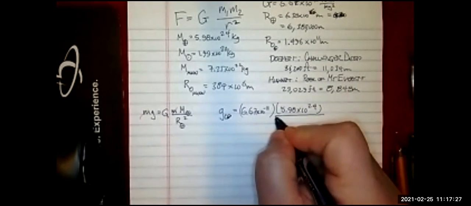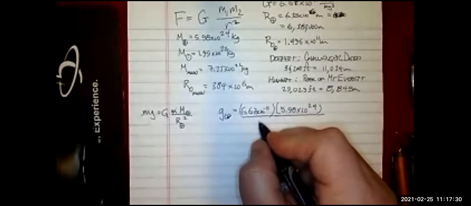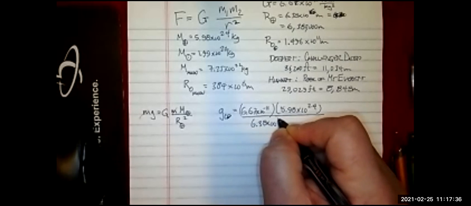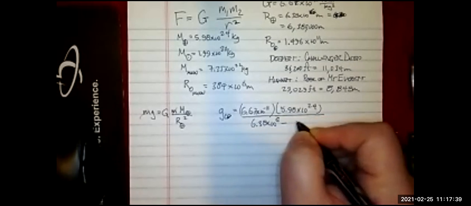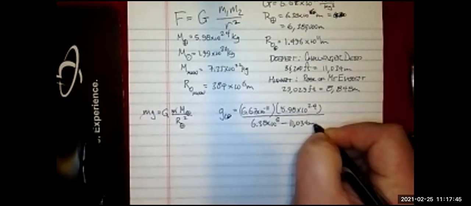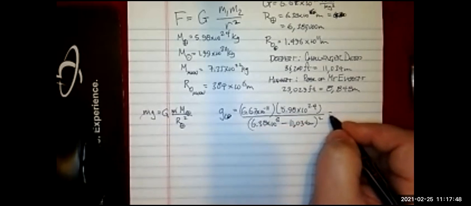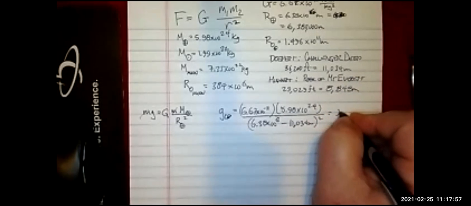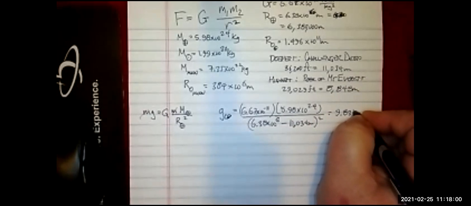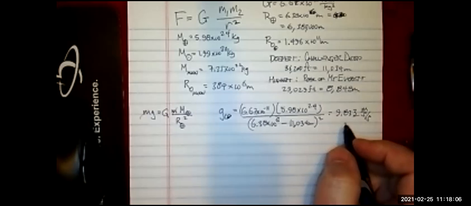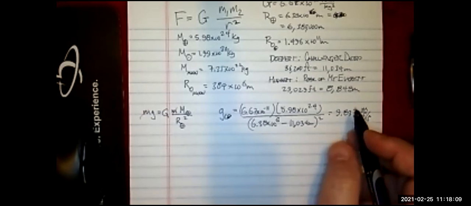Now, what I'm going to say for my radius, that's the sort of weird part. I'm going to say it's the radius of the Earth, which is 6.38 times 10 to the 6th, minus, in this case, 11,034 meters, and I'm going to square that. Okay. Well, when you put that in your calculator, and I went ahead and did this to make sure I wouldn't make any careless mistakes during class, I ended up getting 9.833 meters per second squared. So y'all can double check that to make sure.